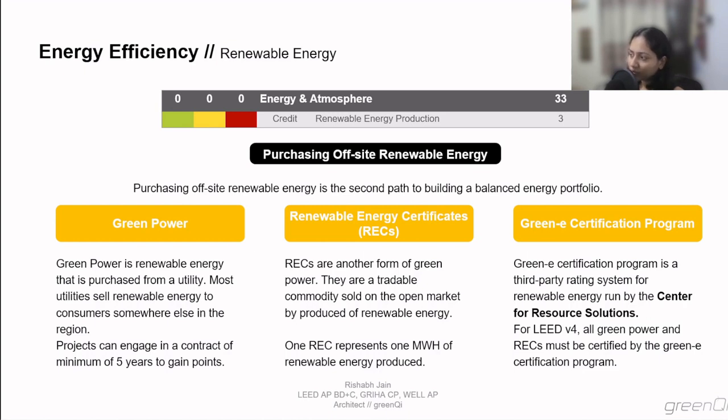This program is a third-party rating system for renewable energy, and it is run by the Center for Resource Solutions. So under LEED v4, all green power and all RECs must be certified by the Green-e certification program, or if there are any local equivalents, then that is also acceptable on a case-to-case basis.